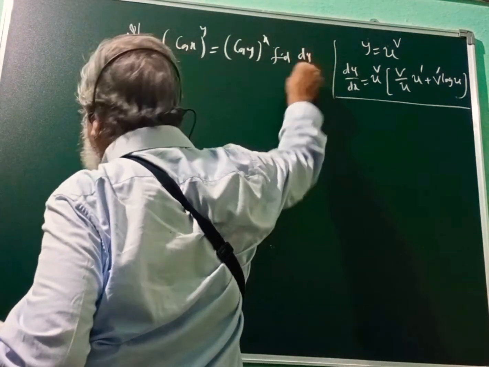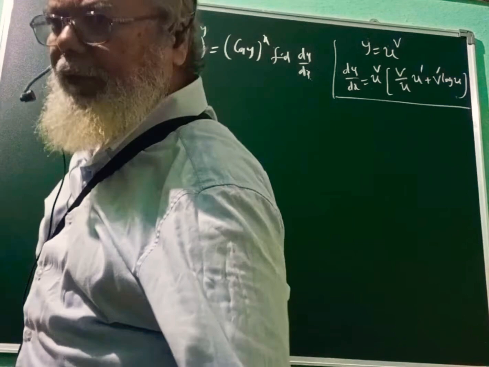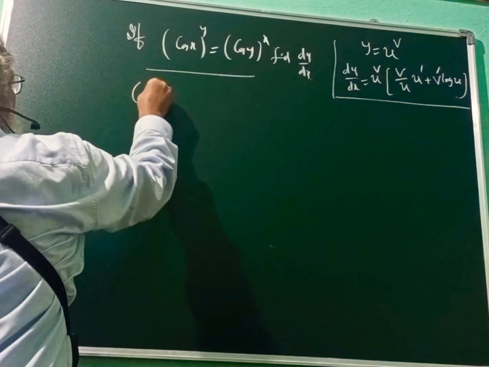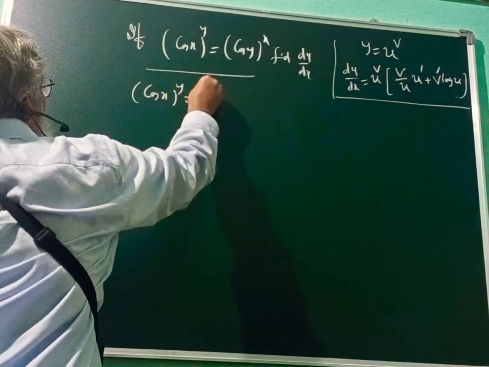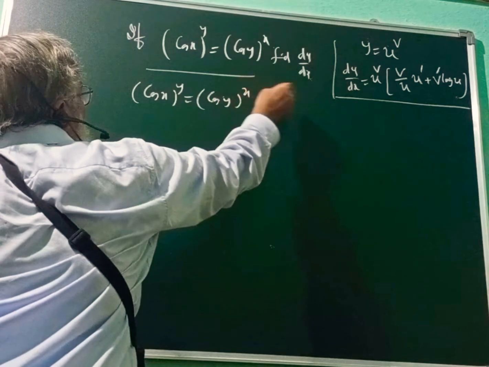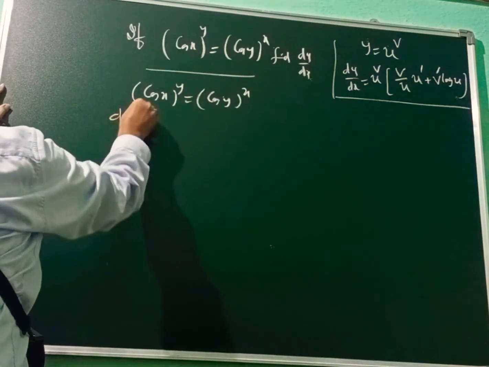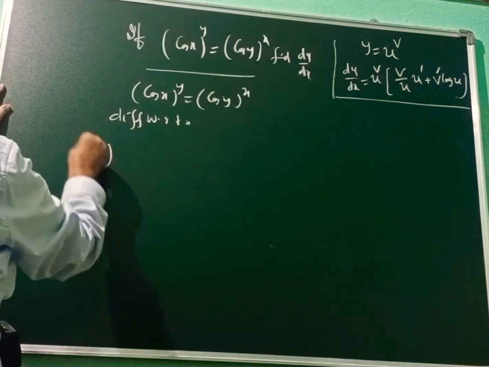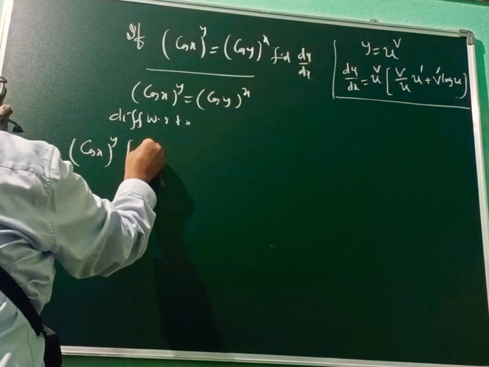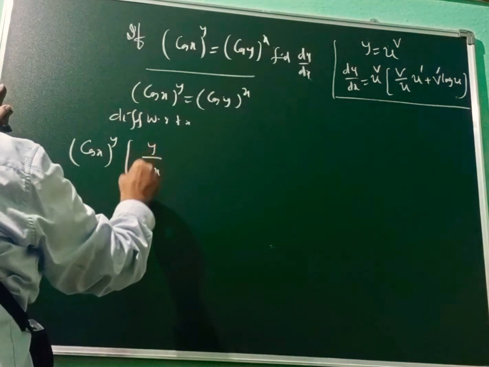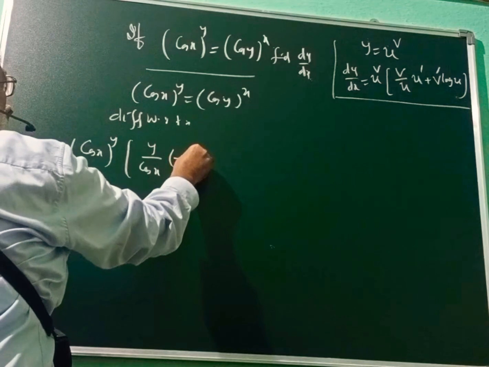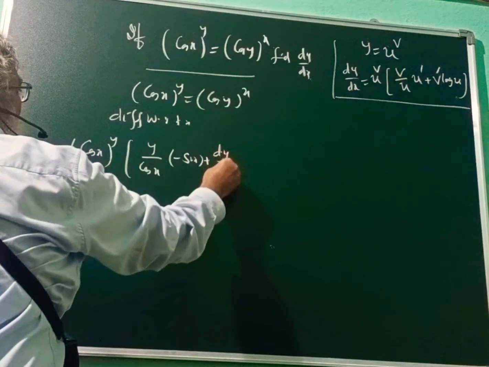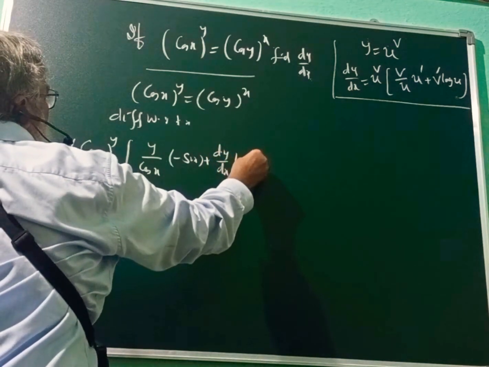Find dy by dx. Now here also you can see we should apply the logarithmic differentiation. So let us write down here cos x raised to y is equal to cos y raised to x. Applying the differentiation with respect to x, we have cos x raised to y into y by cos x into differentiation of cos x, minus sin x, plus differentiation of y, dy by dx, into log of cos x.